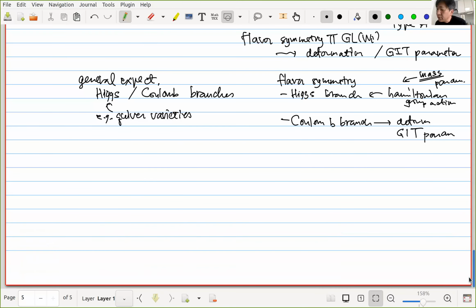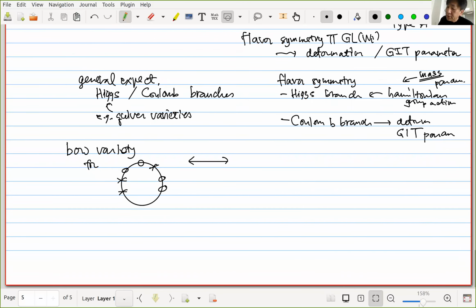Yes. No, I don't say this is. So Bow varieties are assigned for this Bow diagram. So this is 3D mirror. So I just replace circles and cross.